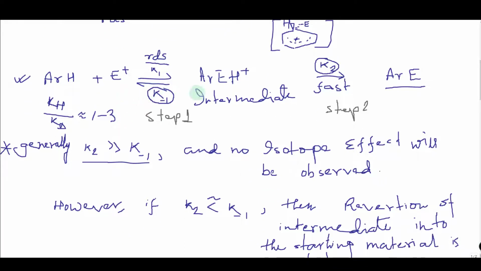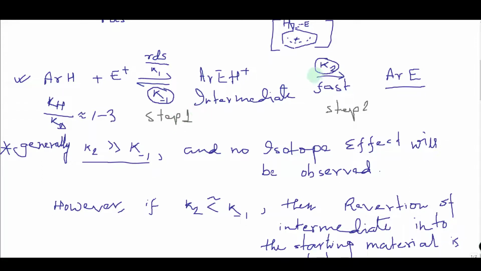But if K2 becomes lower by certain factors such as steric or electronic factors, then we can see an isotope effect if we replace this hydrogen by deuterium and tritium, since the replacement of this hydrogen by deuterium and tritium will further reduce the value of K2, the rate constant of the second step.